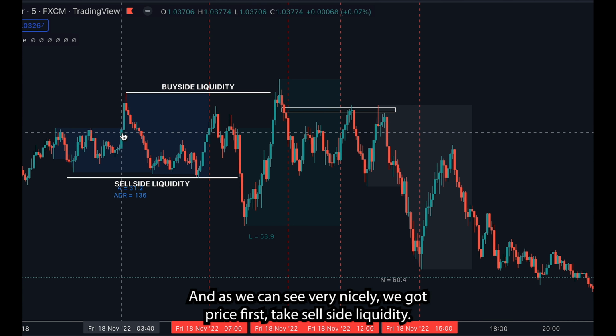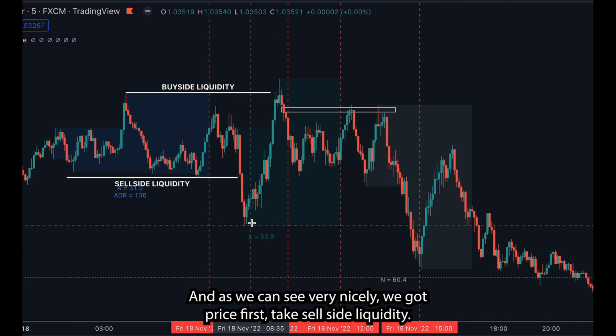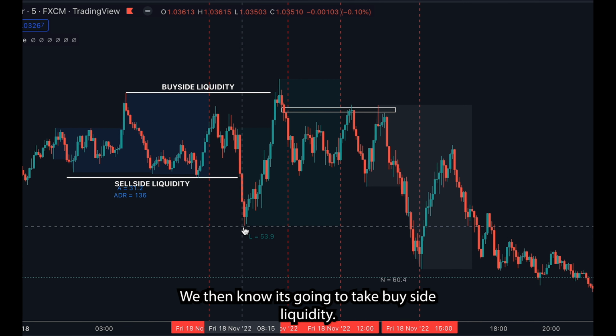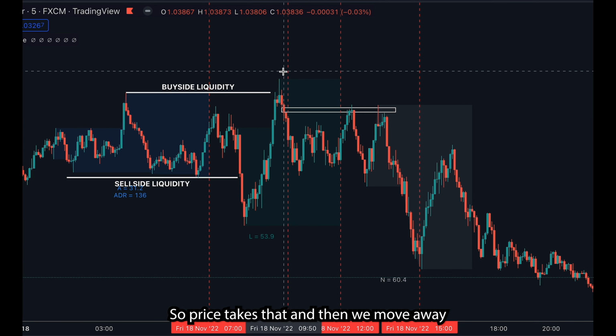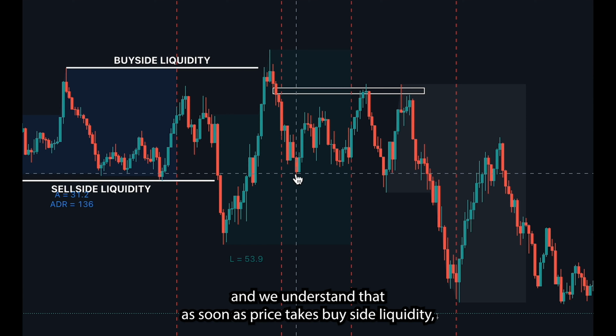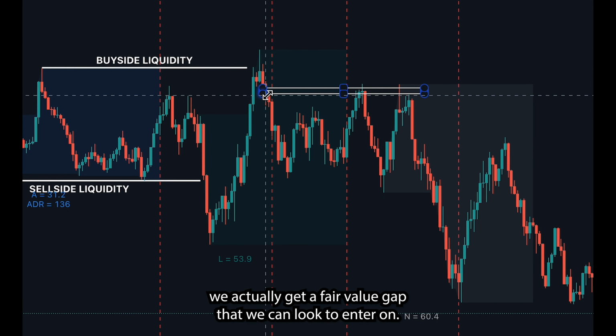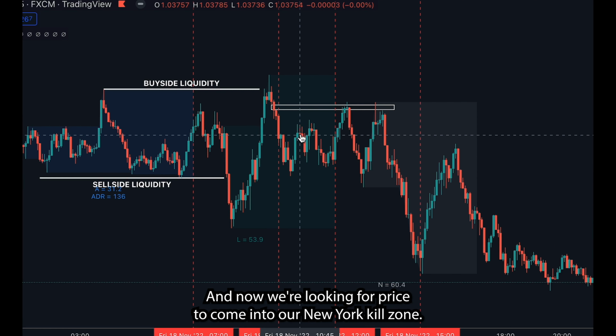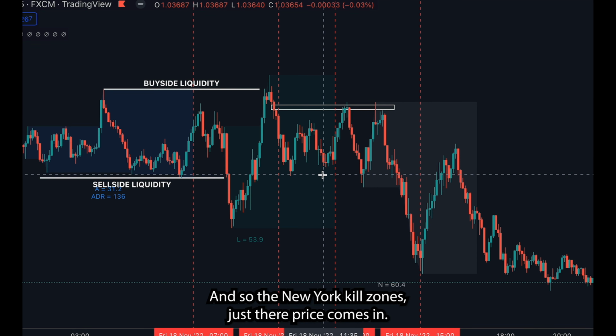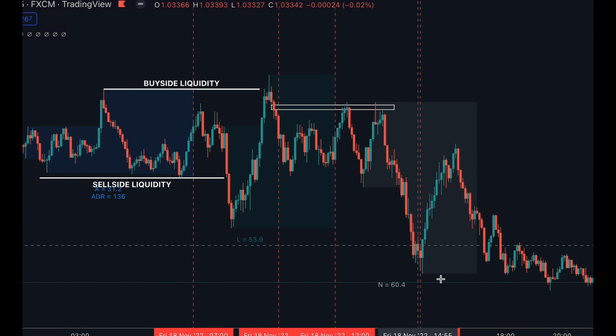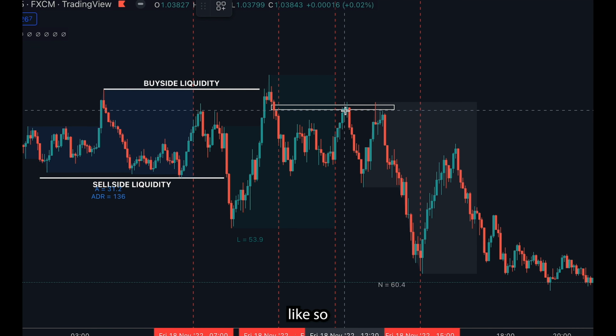And as we can see very nicely, we got price first take sell side liquidity. We then know it's going to take buy side liquidity, so price takes that. And then we move away, and we understand that as soon as price takes buy side liquidity, we actually get a fair value gap that we can look to enter on. And now we're looking for price to come into our New York kill zone. And so New York kill zone is just there. Price comes in. This is our entry, like so.